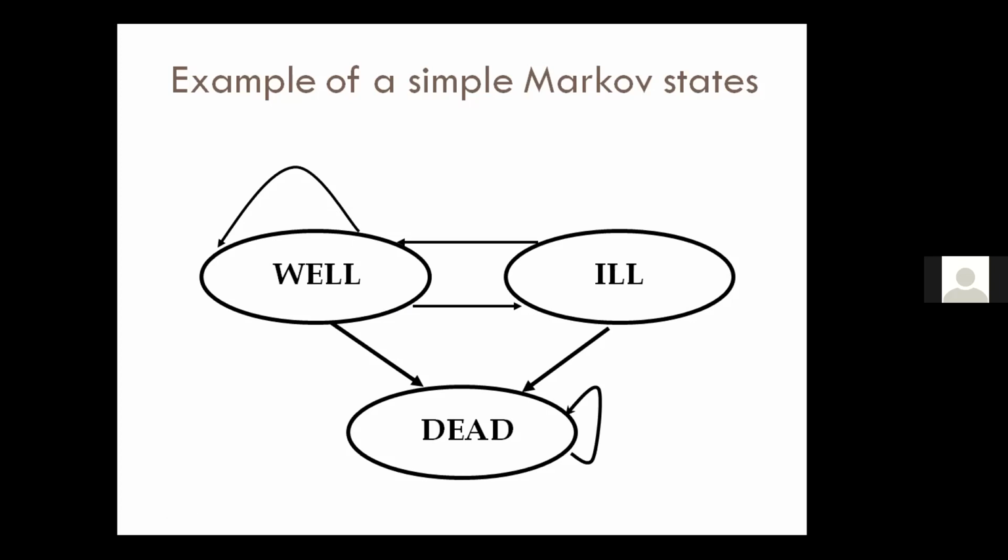Everything is perfect. Or the next day the person is dead. That may happen. And ill, you may be dead. And actually, there should be another one, which is ill remains ill. That is also possible. It's not drawn here, but that is possible. What is not possible is that any arrow comes out of dead.